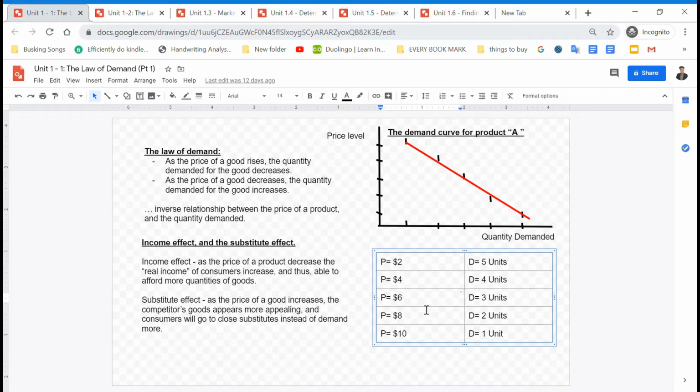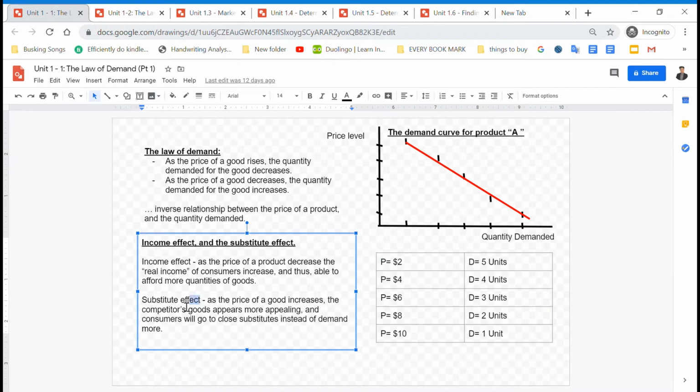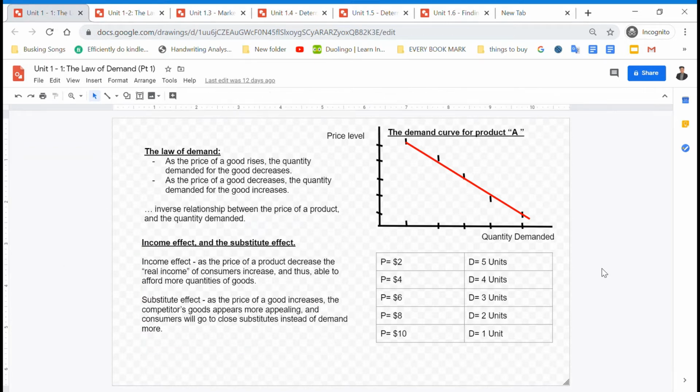then Pepsi will become more appealing. The substitution effect, highlighted right here, shows that when the price of a close substitute good rises, the other good becomes more appealing, and therefore consumers will flock to the other good instead of demanding more of the original good. So this is basically the law of demand. It's very important that you understand the demand curve slopes downward, which means it has a negative slope. Okay? Now, that is basically the review of the law of demand.